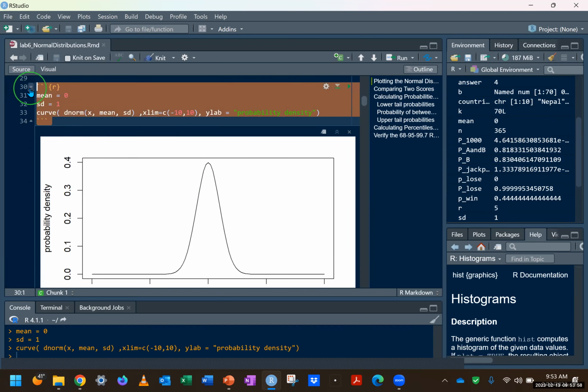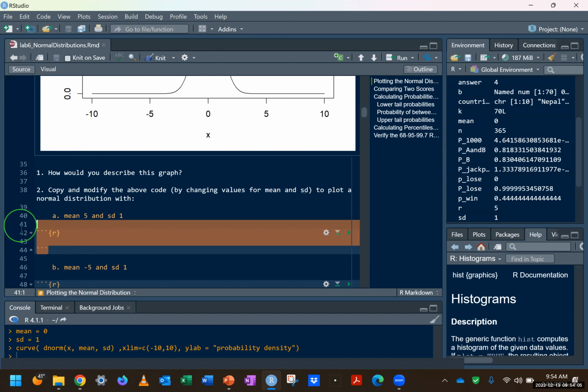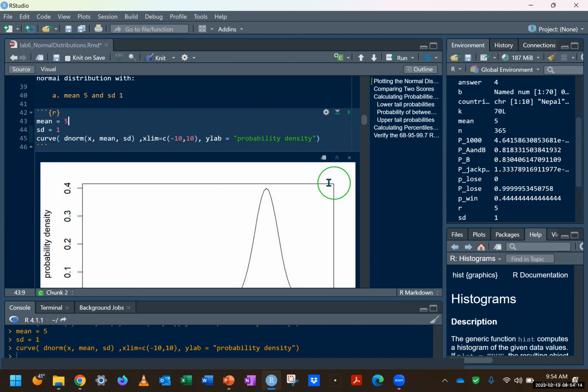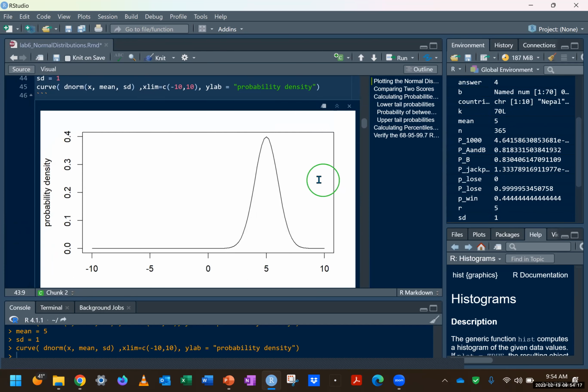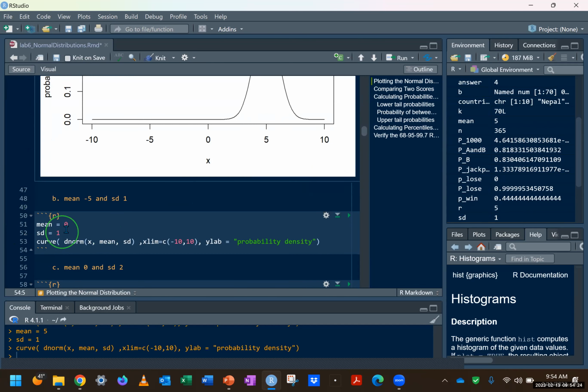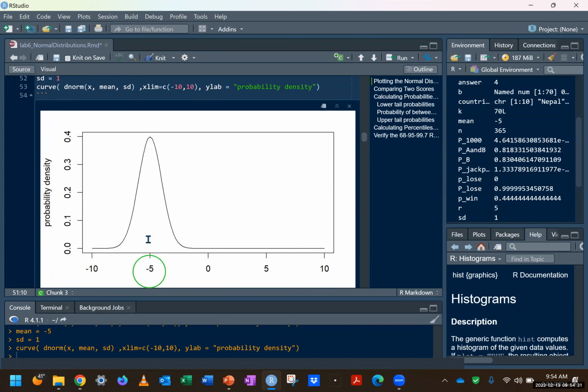The mean 0, standard deviation 1 graph we could modify by copy pasting this, and let's put it here. If we want to find the mean 5 and standard deviation 1, we can plot that and see what happens. Notice the peak moved from 0 to 5, and we can do the same thing for -5 here. See what happens. Yep, the mean goes to -5.